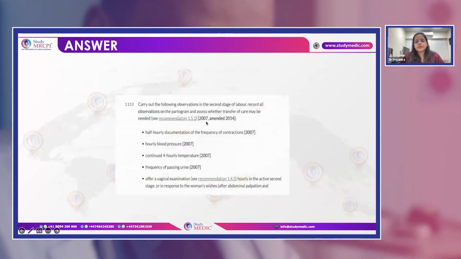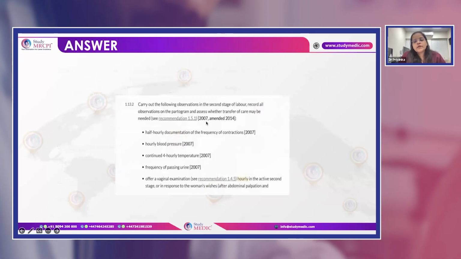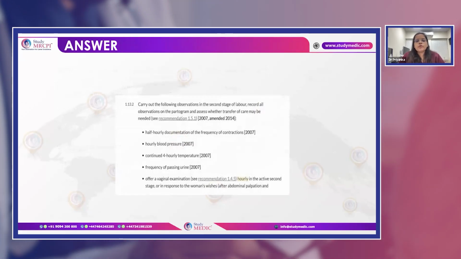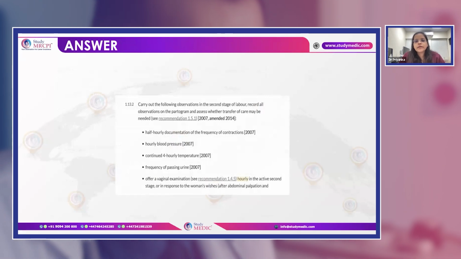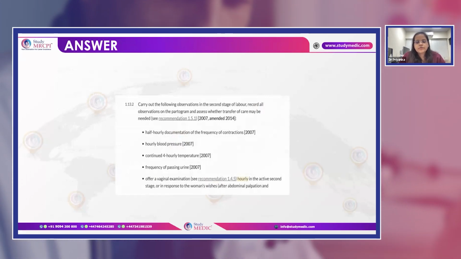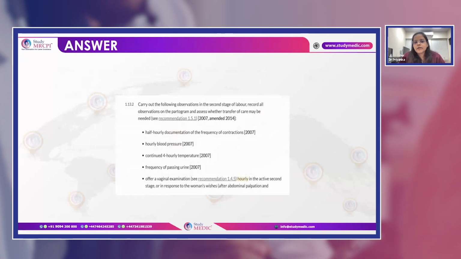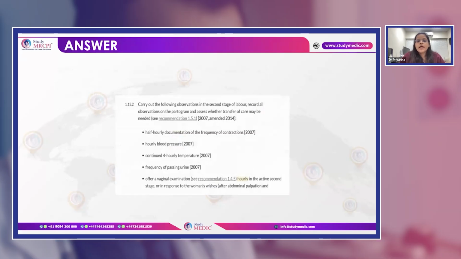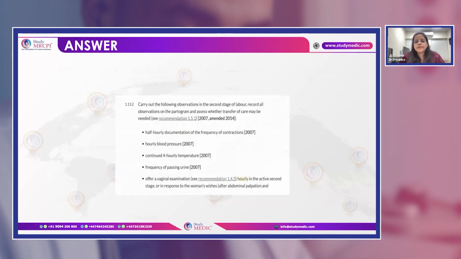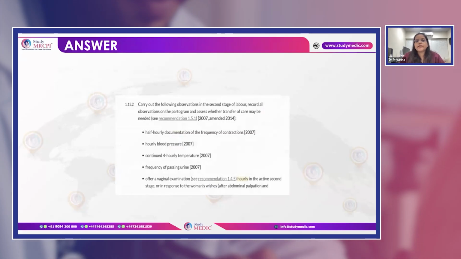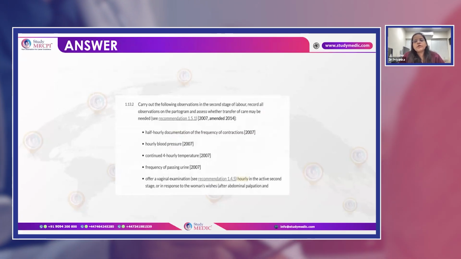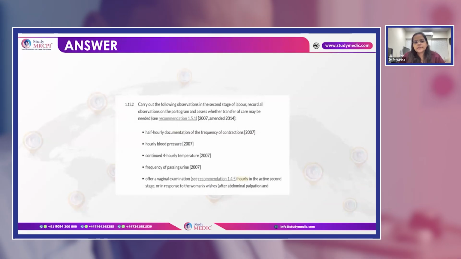Why? So this is from the NICE guideline. If they are in the second stage of labor and all the observations are normal, then we can do half hourly documentation of frequency of contractions, hourly blood pressure, 4 hourly temperature, and frequency of passing urine, and we do a reassessment after 1 hour in the active second stage.